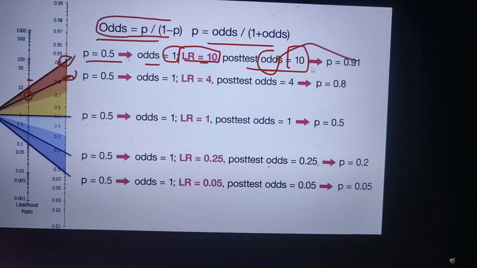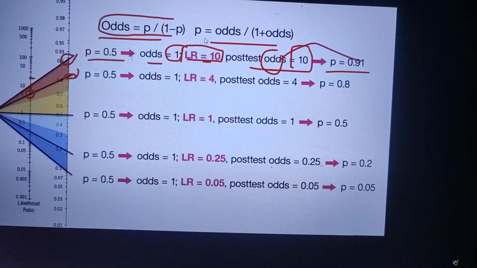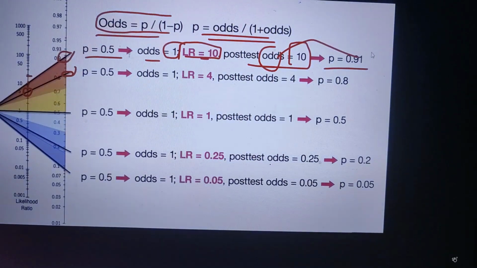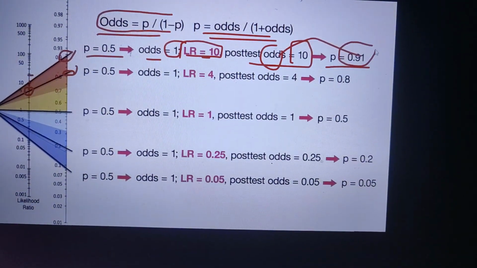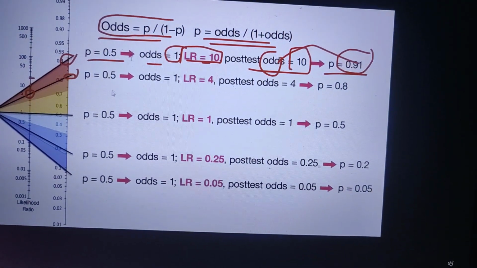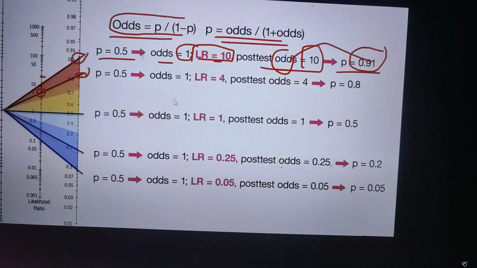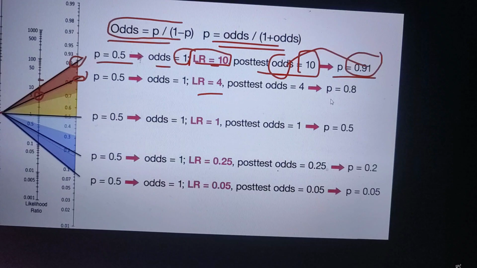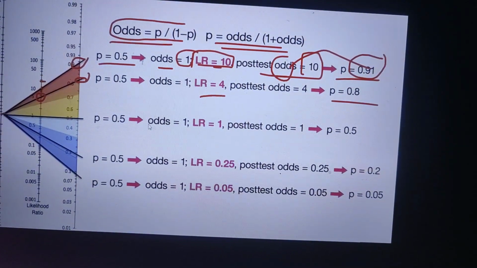Now convert your post-test odds into probability. So with this formula, your post-test probability becomes 0.91, right? Similarly, if your likelihood ratio is 4, your post-test probability becomes 0.8.